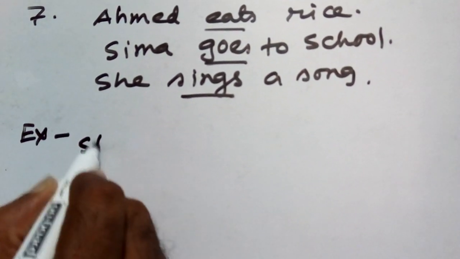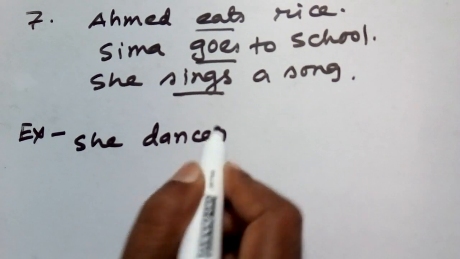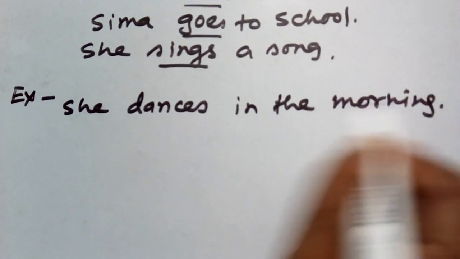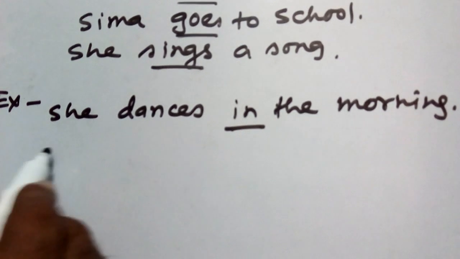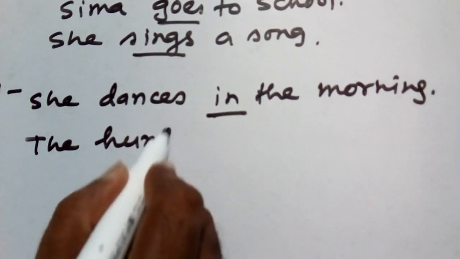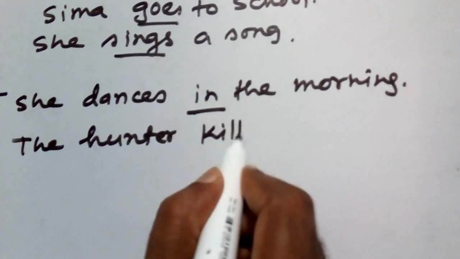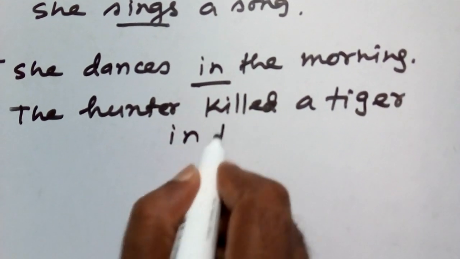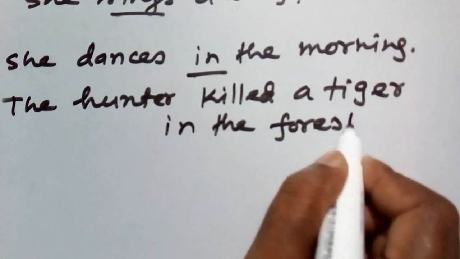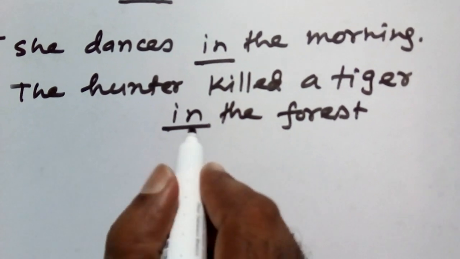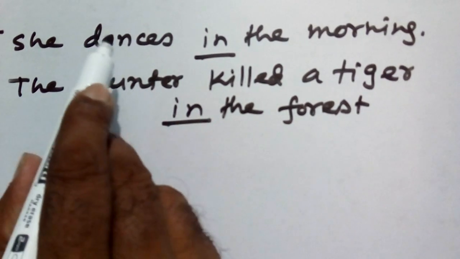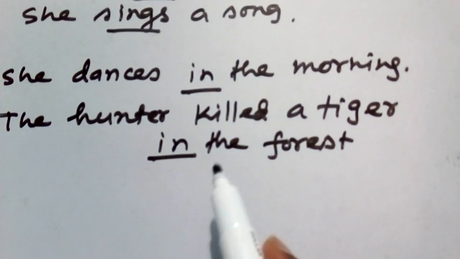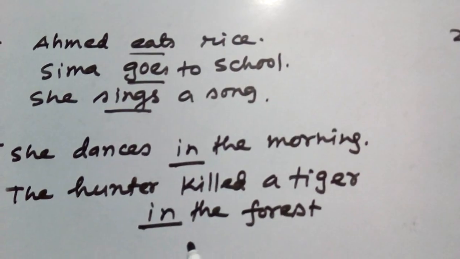For example, if I give an example, she dances in the morning. Here the preposition in is used. Similarly, the hunter killed a tiger. The hunter killed a tiger in the forest. Forest. So with in the forest, the sentence can be extended by adding these. Also, she eats rice to lose his appetite. That way you can make that sentence, and that's all will be an affirmative sentence.